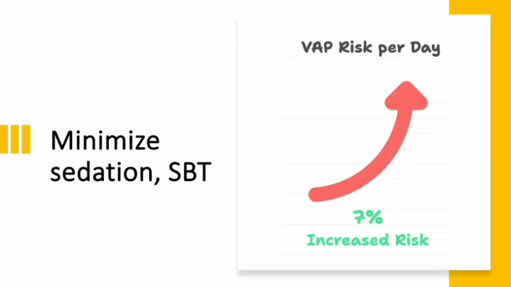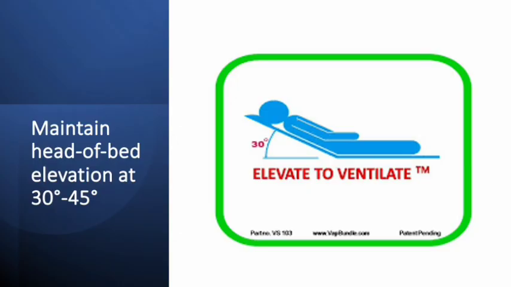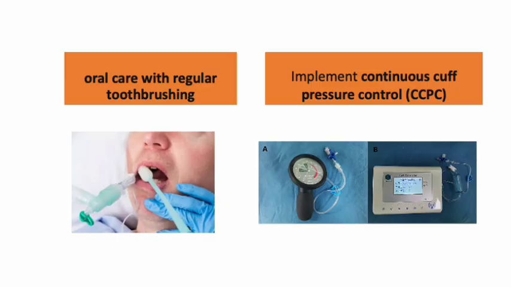Second is the shortening of duration of mechanical ventilation, as each day on mechanical ventilation increases the risk of VAP by 7%. This can be accomplished by reducing sedation, giving better sedative drugs like dexmedetomidine, and performing daily spontaneous breathing trials. Another simple intervention is to maintain the head of bed elevated at 30 to 45 degrees. This reduces regurgitation and microaspiration of gastric contents, and thus has been shown to reduce the incidence of VAP.